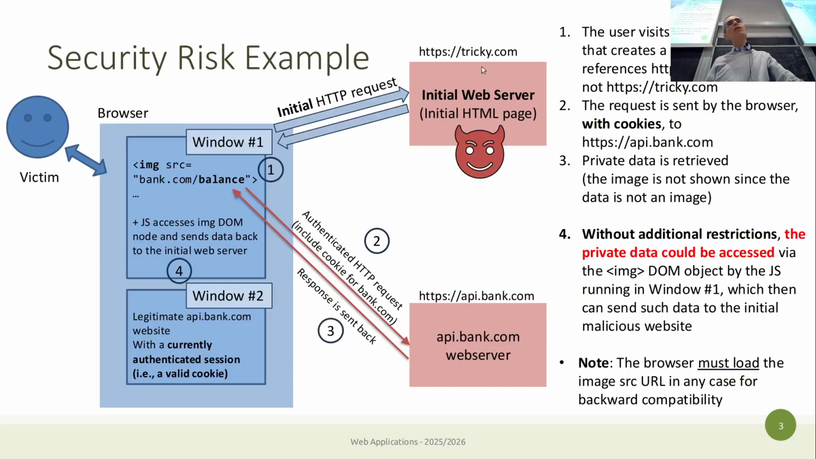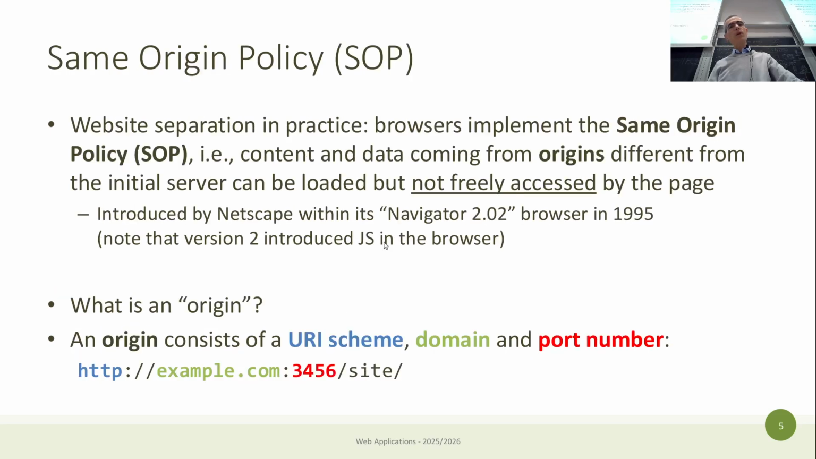Okay? You can take some time and look at this picture carefully. And the problem is mostly with the DOM and JavaScript. Okay? Actually, this is called the same origin policy. Okay, so the word origin comes in. So content and data coming from origins which are different are not allowed to access the information. And so what is the origin?